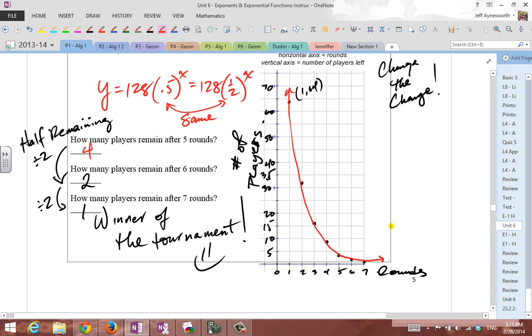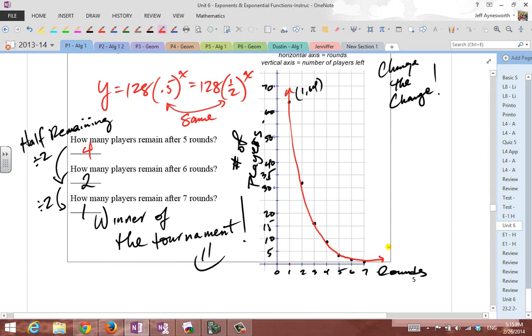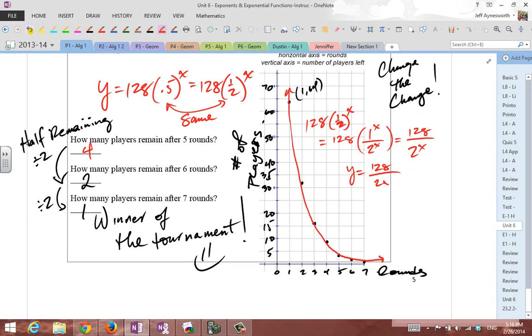Okay, right there. That is the function that looks like 128 times 1/2 to the x power. Or if you want to rewrite this, check this out. This is 128 times 1 to the x divided by 2 to the x. And you see 1 to any power is 1, so this is 128 divided by 2 to the x power. There's your function. 128 divided by 2 to the x power. That's a nice way to write it there.